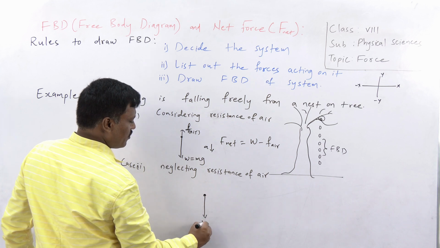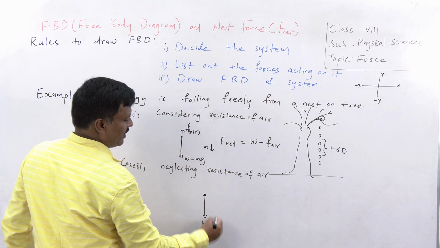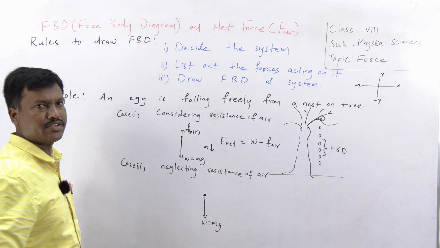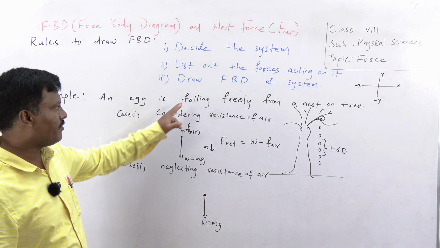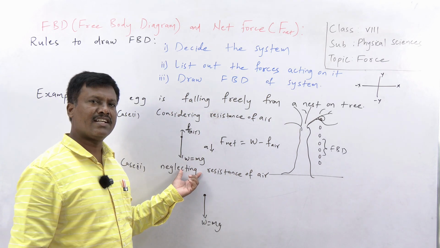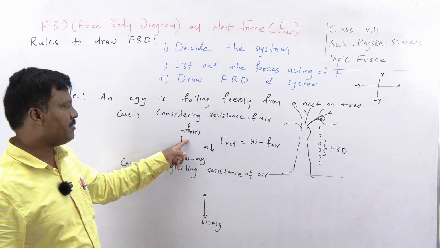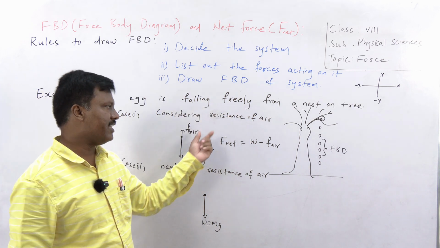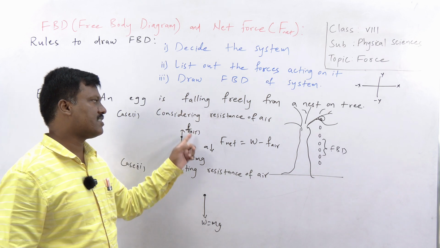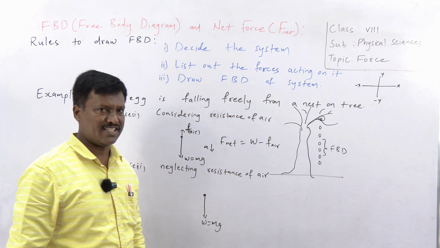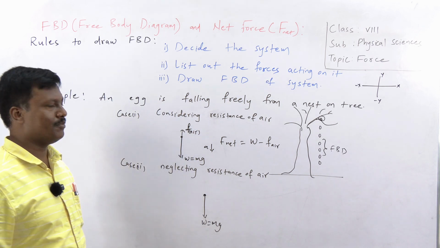There is only one force acting on the egg, that is gravitational force, downward direction. So this is the free body diagram of the egg falling freely if we don't consider the resistance of the air, if we don't consider the frictional force of the air. This is the free body diagram when egg falling freely if you consider resistance of the air. Okay, I hope you understand. Please note down this example.